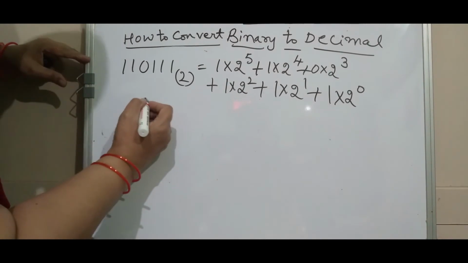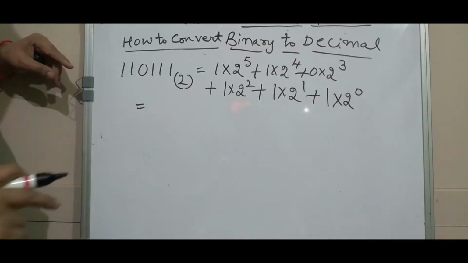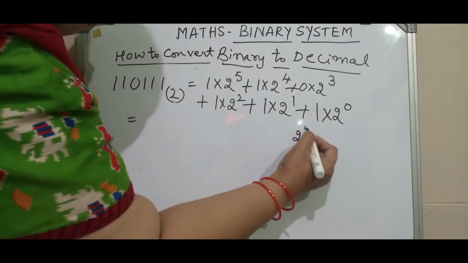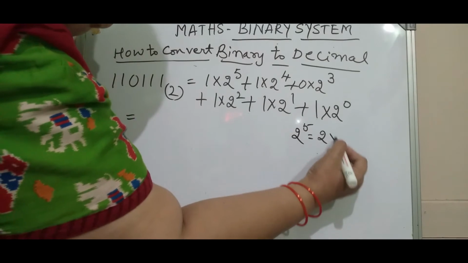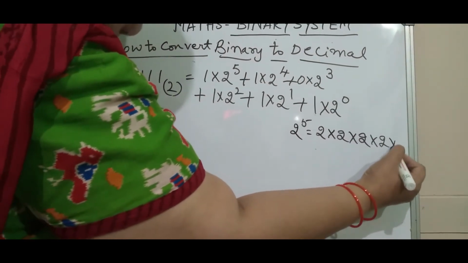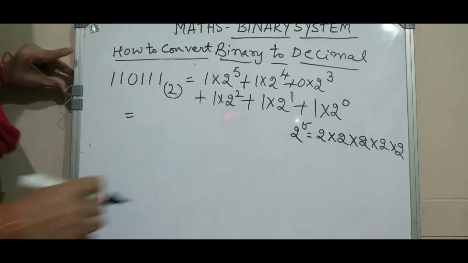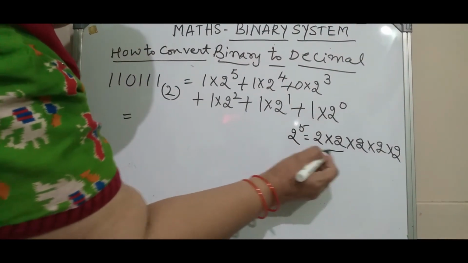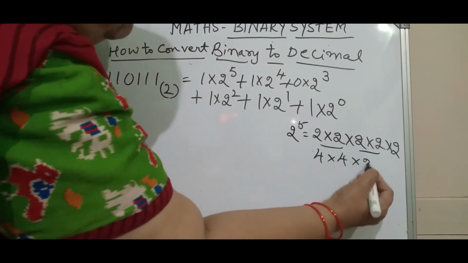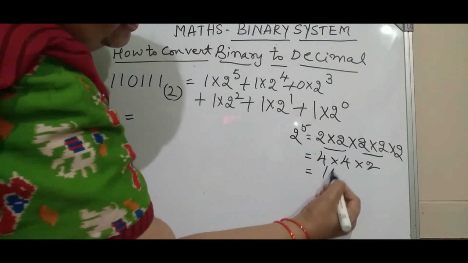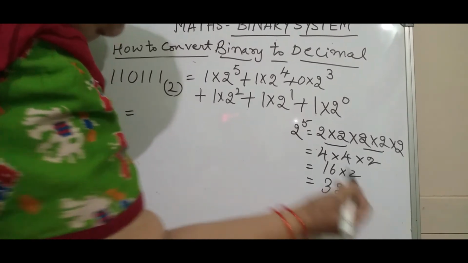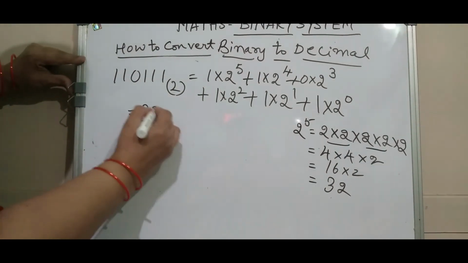And we have to simplify this. 1 into 2 to the power of 5. First, in the working column, you can simplify this 2 to the power of 5. 2 to the power of 5 is nothing but 2 multiplied 5 times: 2 into 2 into 2 into 2 into 2. So like this, 5 times. So when you multiply this, this will be 4 into 2. Again 4 4s are 16, into 2, it will be 32. So let me write here 32.